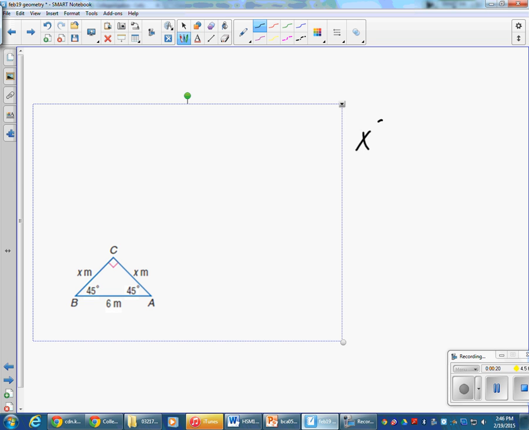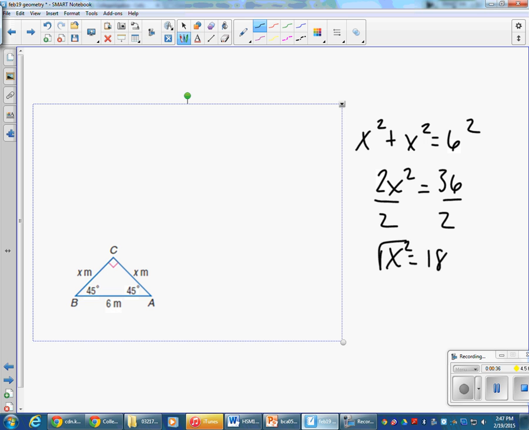So that'd be x squared plus x squared equals 6 squared using the Pythagorean theorem. x squared plus x squared is 2x squared, equals 6 squared, which is 36. Divide both sides by 2, and I get x squared is equal to 18. Take the square root of both sides.